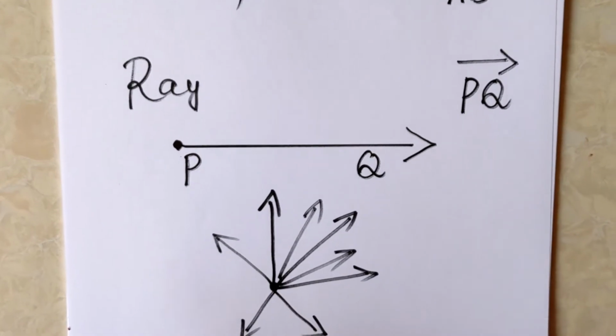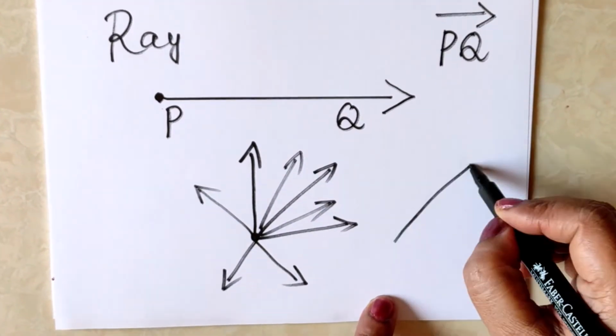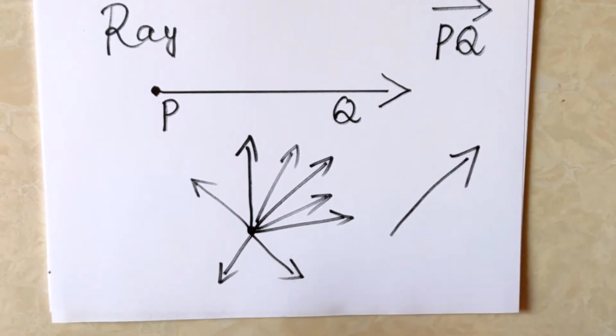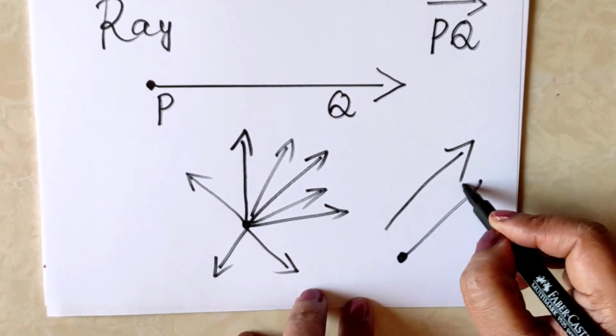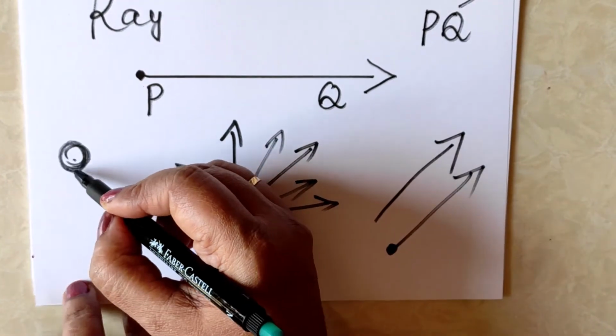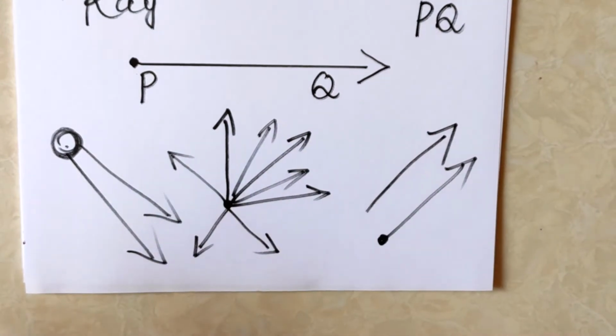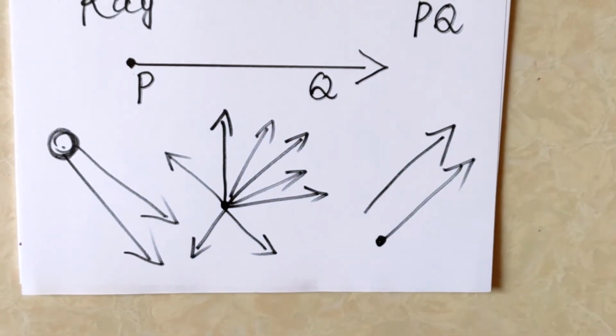For example, among the many examples we have discussed in the class are an arrow, a bow and arrow, and a torchlight. From the torchlight we are getting rays. The sun is a fixed point, and from the sun we are getting sun rays. So they are all examples of rays.